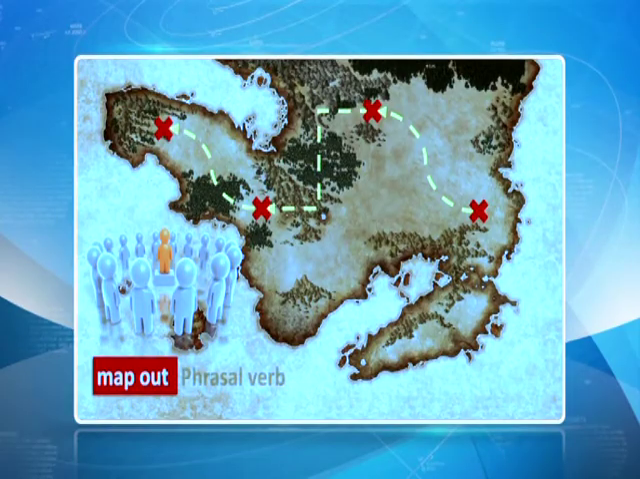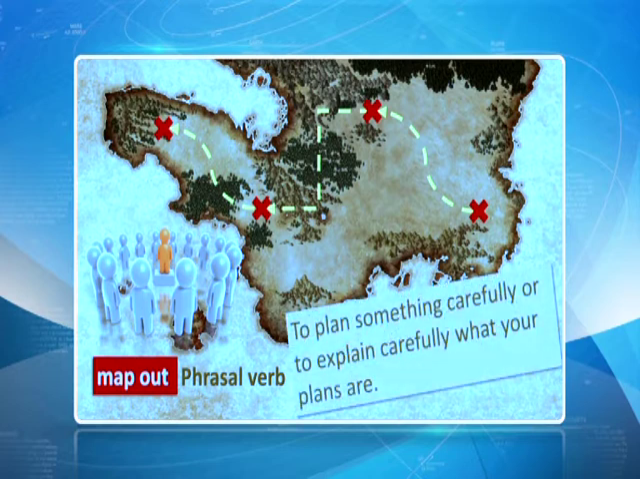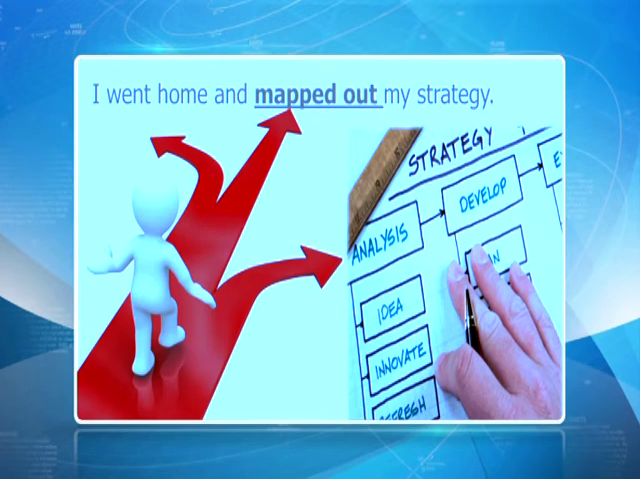What about this map? What do you see over here? It's very well written. It shows you exactly the place, right? It's called map out. What is map out? It's a phrasal verb which means to plan something carefully or to explain carefully what your plans are. Let's repeat the word map out. Map out. For example, I went home and mapped out my strategy. Look at his strategy. It's very well written, right?